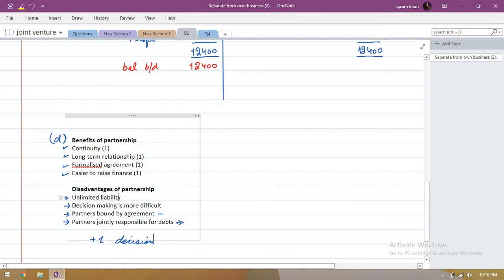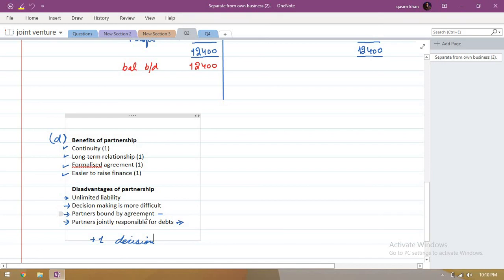Disadvantages: unlimited liability. As compared to limited companies, which have limited liability, the partnership has unlimited liability. This is the disadvantage. Decision making is more difficult as compared to a sole trader. There is only one person who has all the authority, and he can take decisions easily.